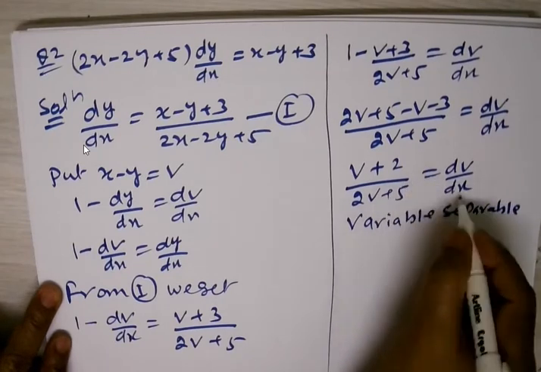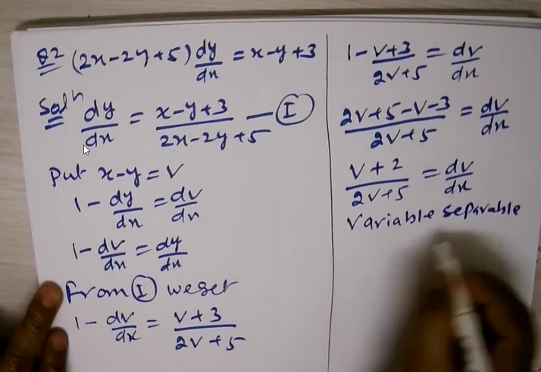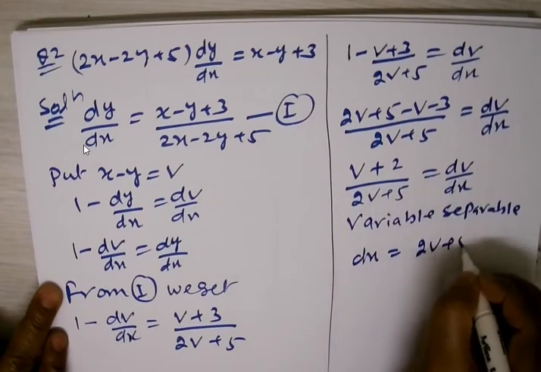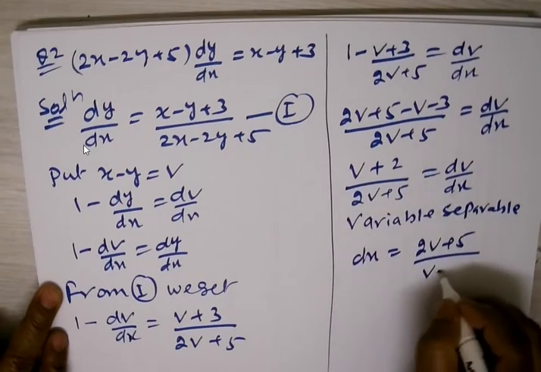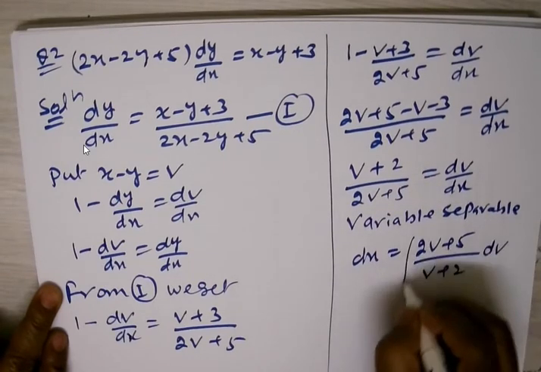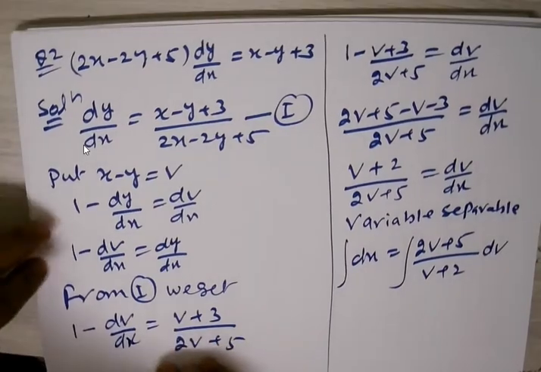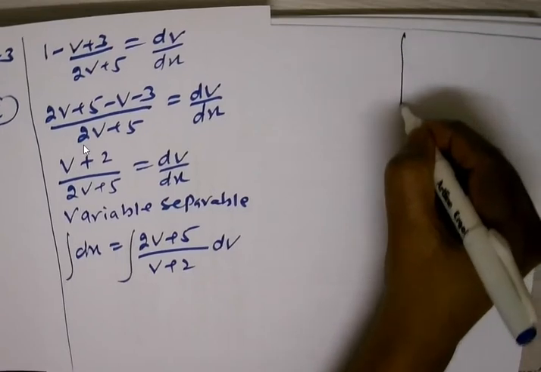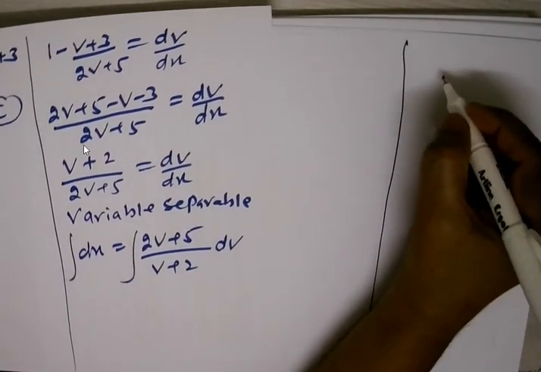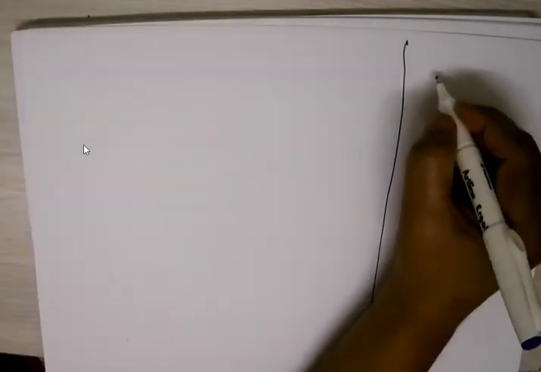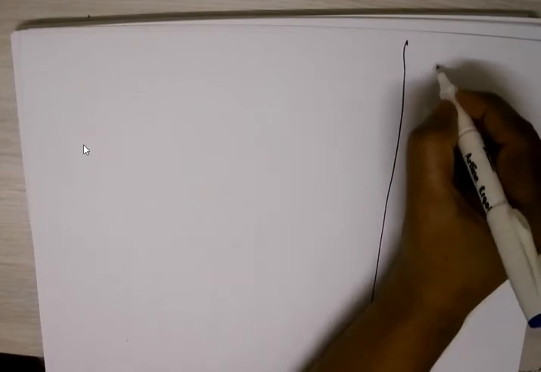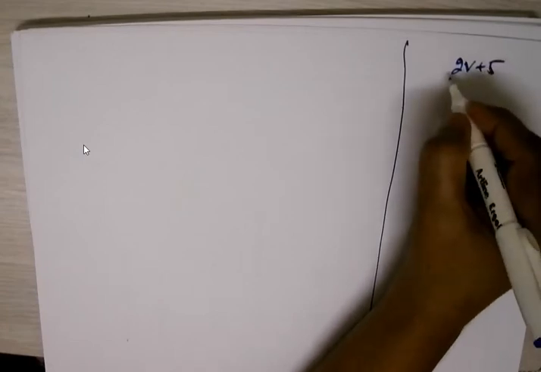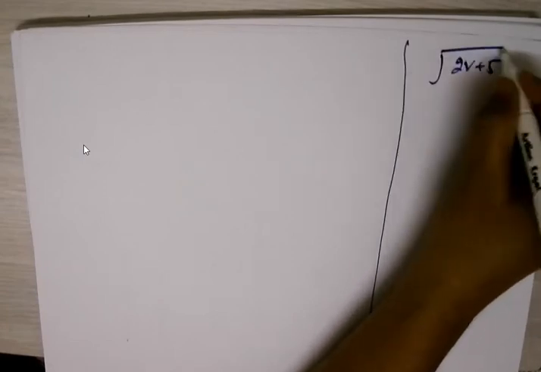So see that one, variable separable method, just keep this. So multiply this one here and keep this one here: (2v plus 5) divided by (v plus 2) dv, and integrate it. Now again, the integration means how we can integrate. So again I am going to use division, either in separate parts. So integration of that one, we just need to divide it by this. So division of 2v plus 5 by v plus 2.